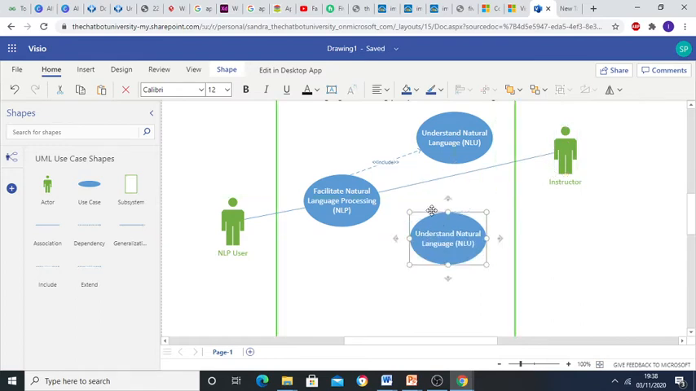But the next thing to do is to also put the next use case. It's also an includes, and it's classifying natural language.